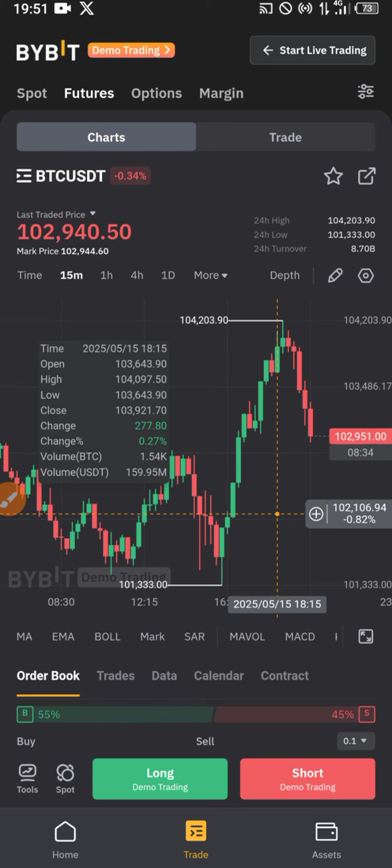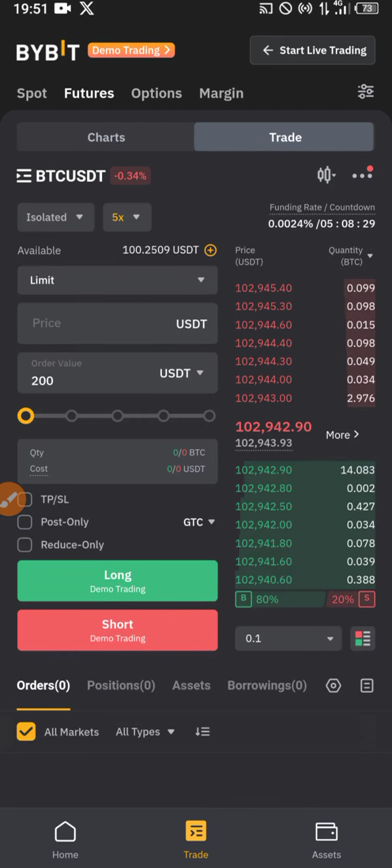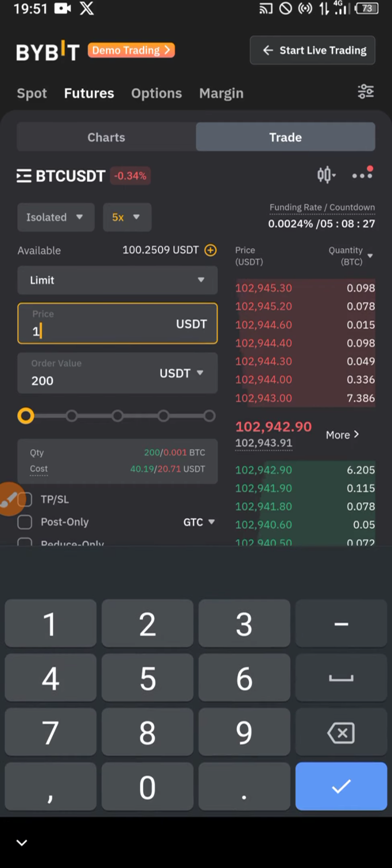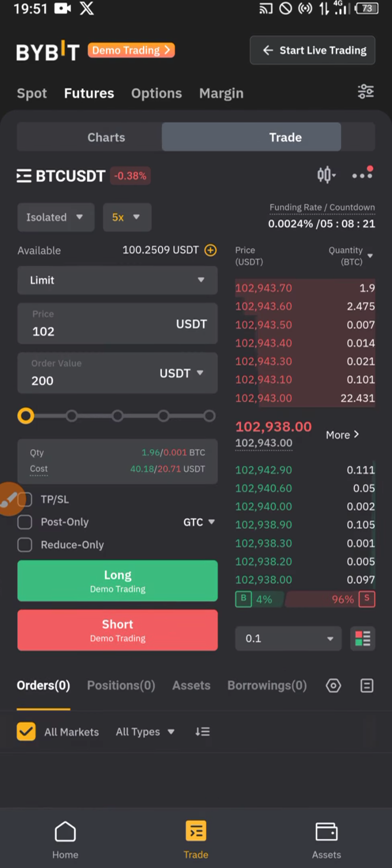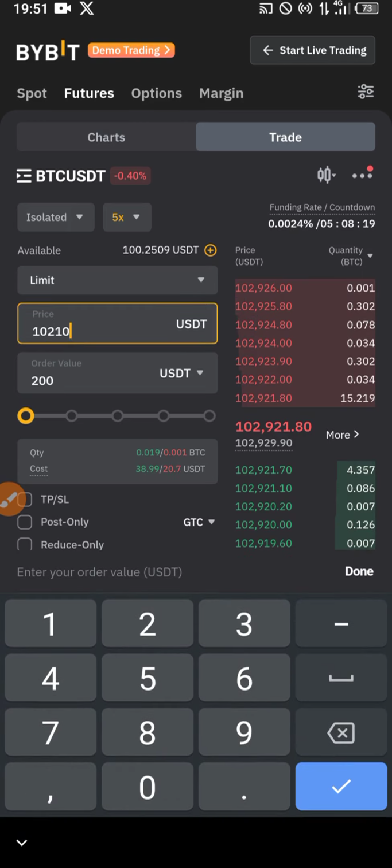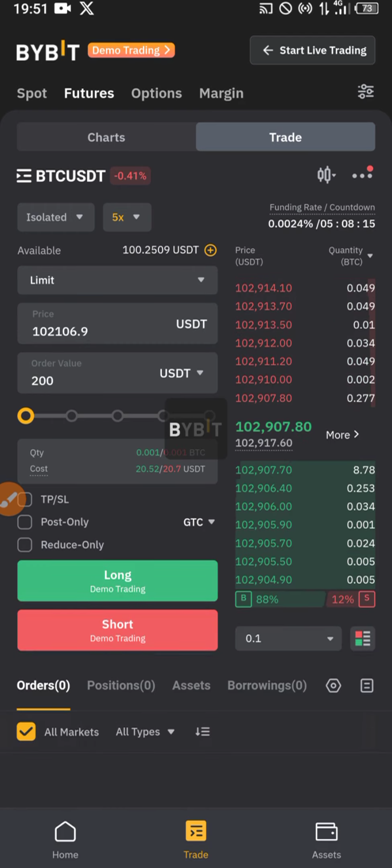Let me go back to the chart, sorry. 102, 106.94, 102, 106, 102, 106.94. Okay, that means I cannot paste. You can't paste something here, right? You have to type it manually.